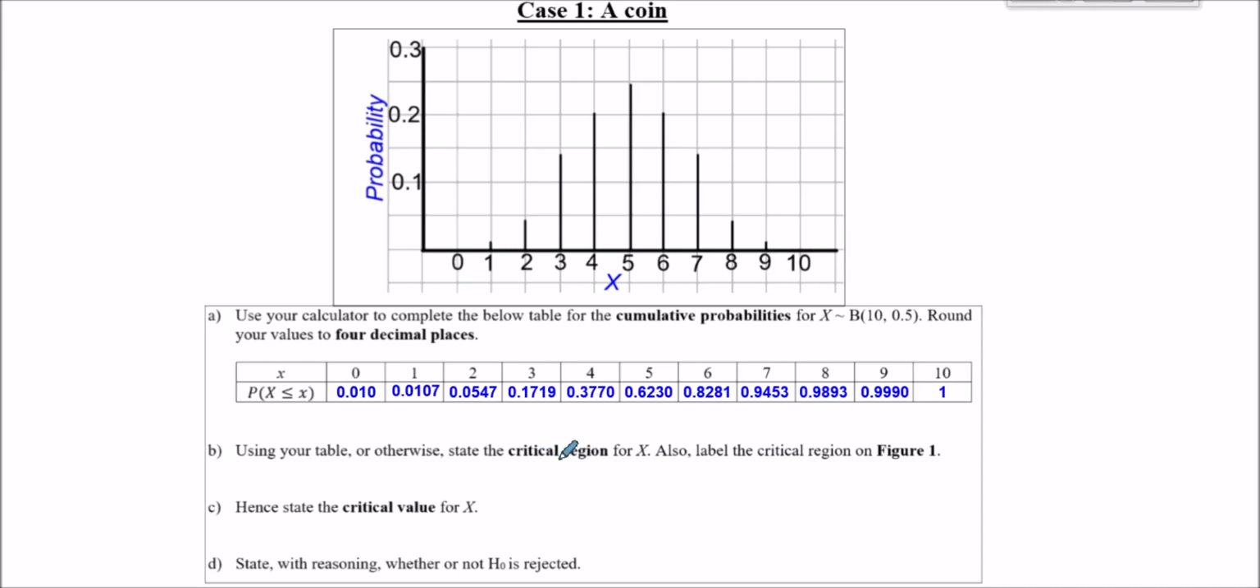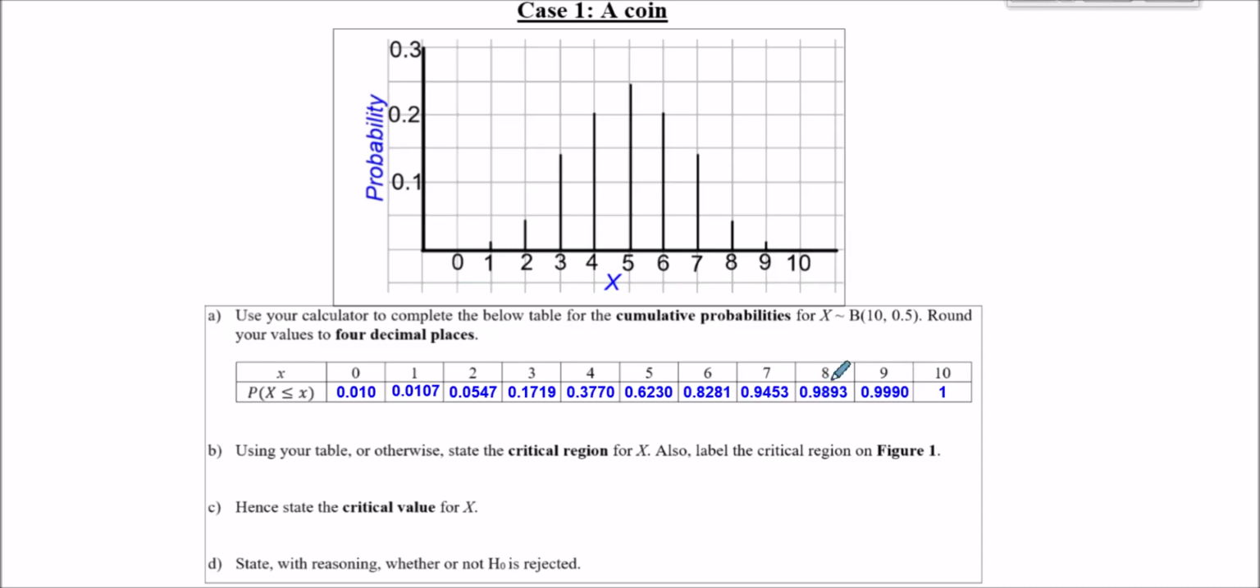The critical region is the section of the distribution that would cause us to reject the null hypothesis. And so what we're wanting here is the region that's less than 5%. And so have a look here. We're looking at where this number here goes above 0.95. So it's tempting to think the critical region is 8, 9, and 10.